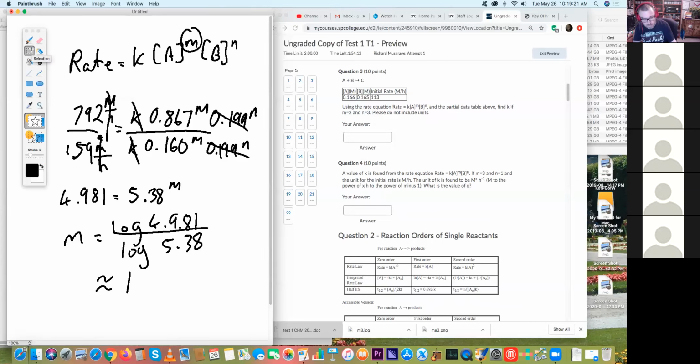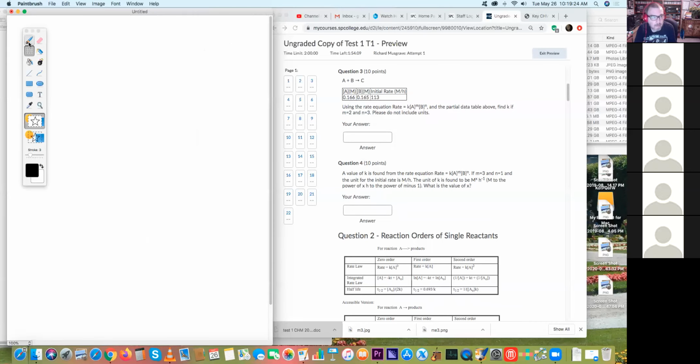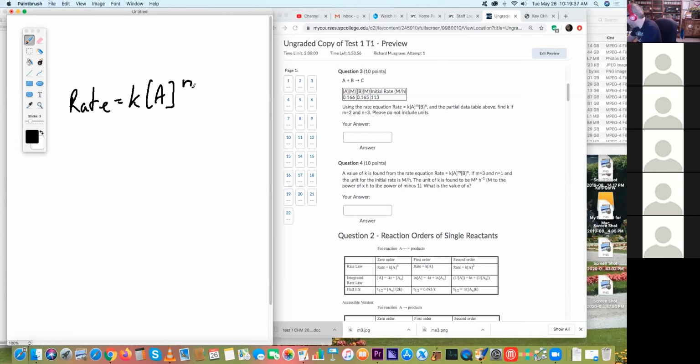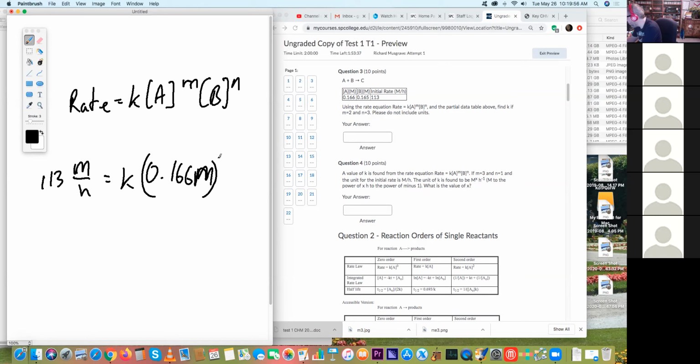delete all that. So to set that up, you can see it's going to be rate equals K A to the M, B to the N, and then we can substitute all the information that we have here. The rate being 113 K, and then A, which is 0.166 on the molarity. Not worry too much about the units here. I'm just putting them in for kicks. And that's to the power of 3.